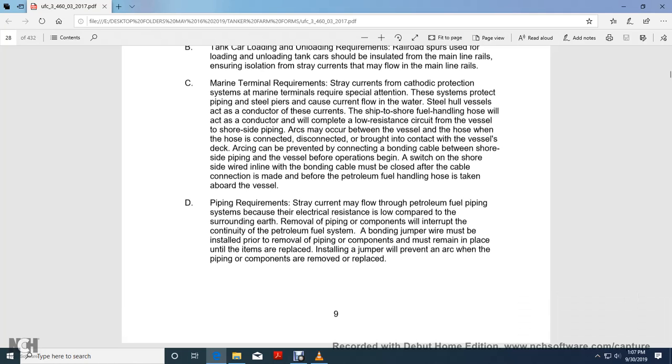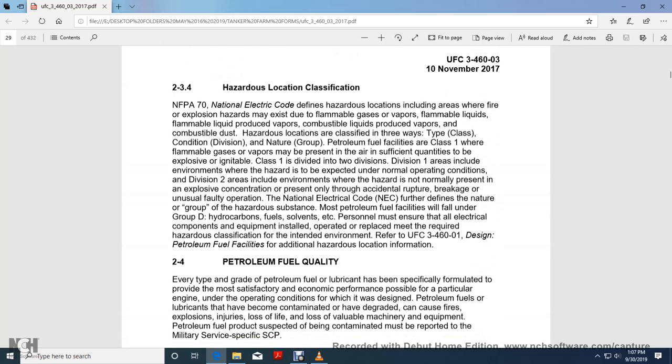D. Piping requirements. Stray current may flow through the petroleum fuel piping system, which has electrical resistance compared with the surrounding earth. Removal of piping components will interrupt the continuity of the petroleum fuel system. Bonding jumpers must be installed prior to removal of the piping components and must remain in place until the items are replaced. Installation of the jumper will prevent arcing when piping components are removed or replaced.